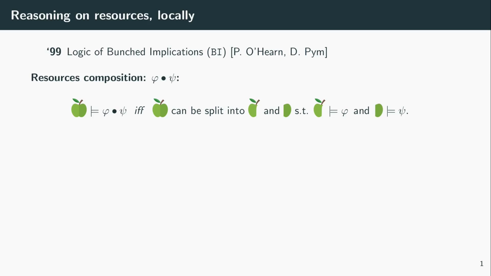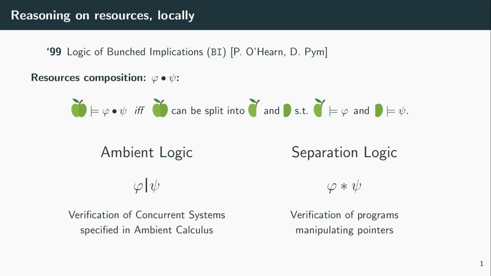But perhaps the most known instantiations of BI are ambient logic and separation logic. Now, ambient logic is a logic for verification of concurrent systems specified in ambient calculus, whereas separation logic is perhaps the most known logic for verification of sequential programs and concurrent programs manipulating pointers. Now, both these logics instantiate BI, but they use their own composition operator, and modulo some differences in the models that they use, the composition operator is the main difference between ambient logic and separation logic.